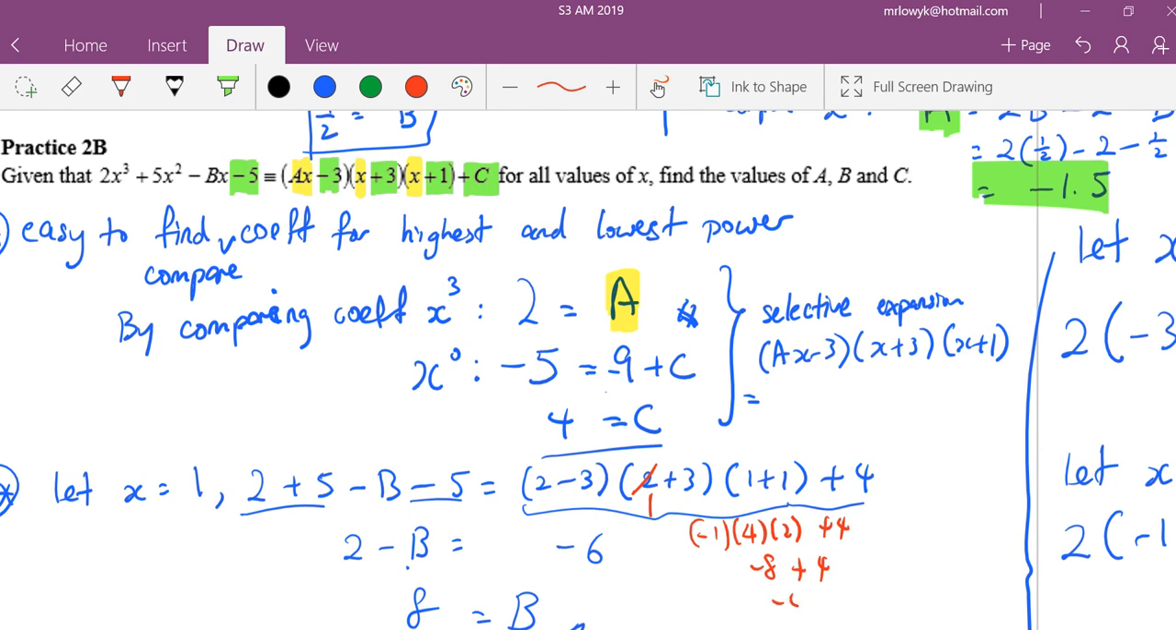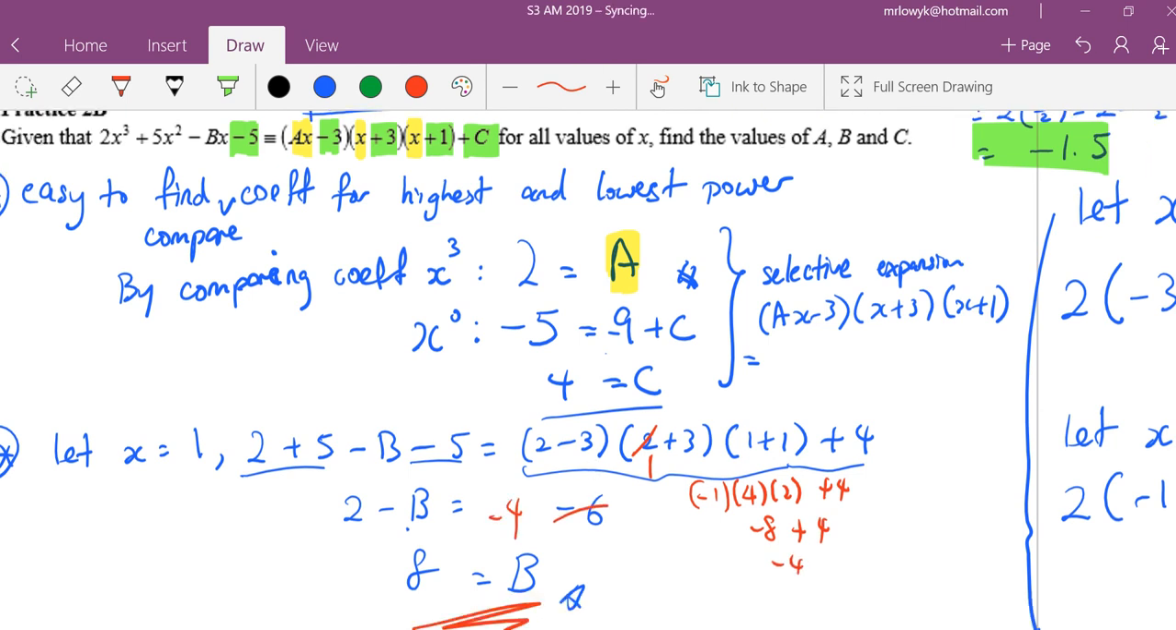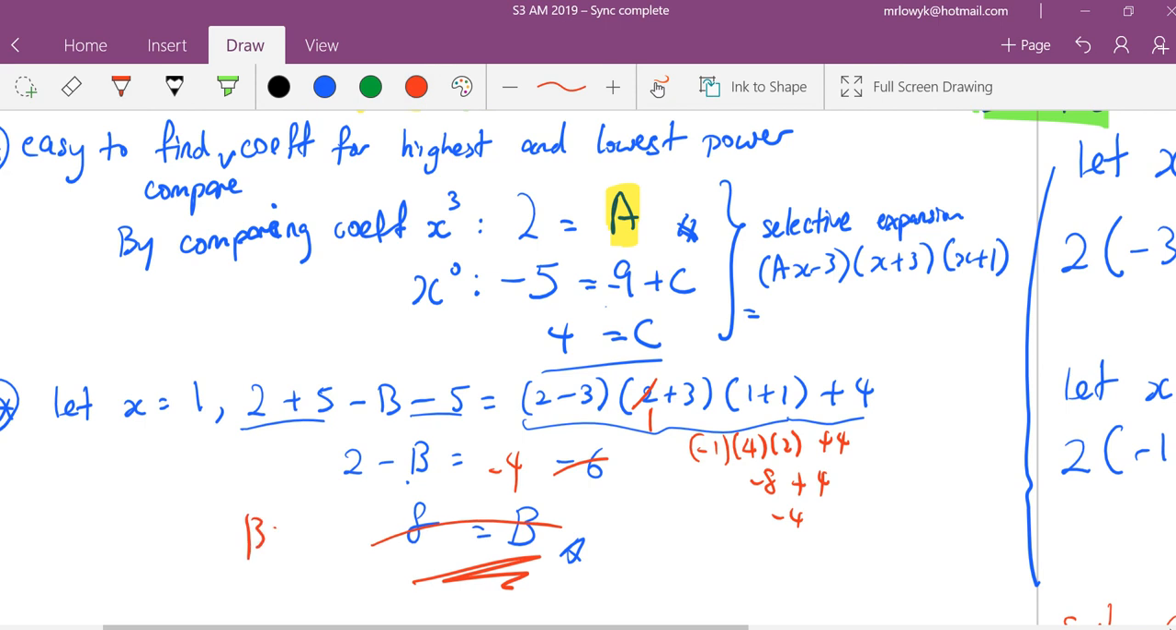Okay, can you cross out the wrong ones? Okay, can I take a picture and send it to the WhatsApp group? I highlight what the mistake is here. Right, thank you class.